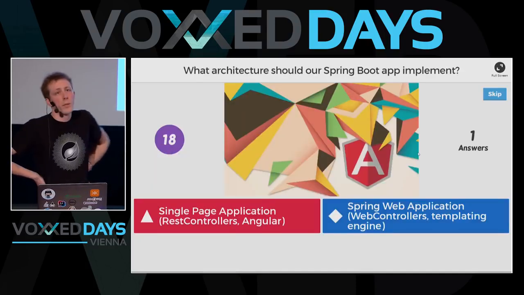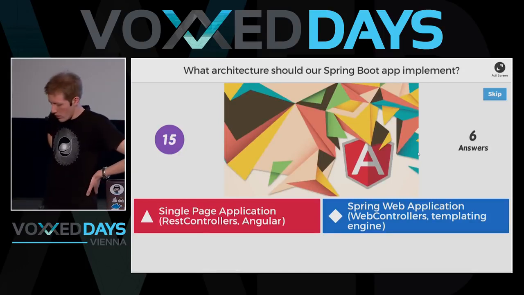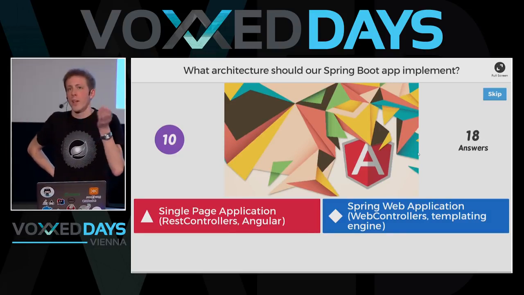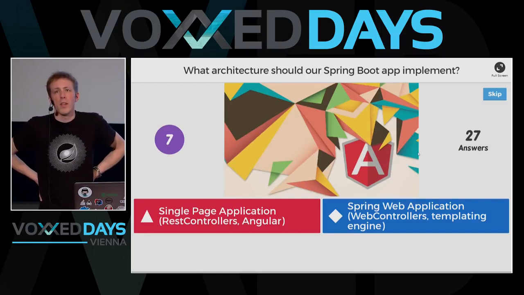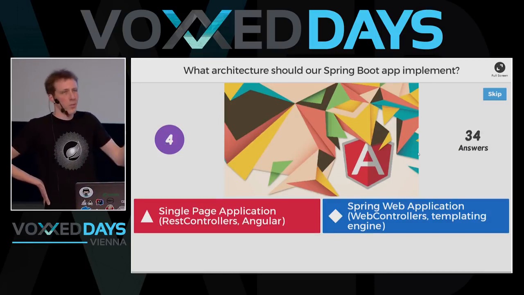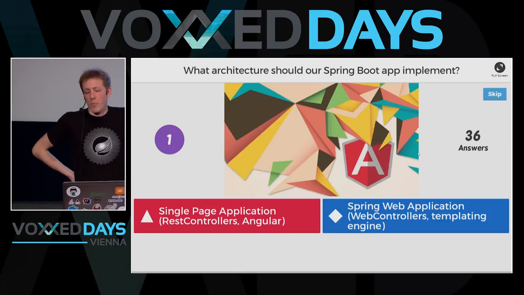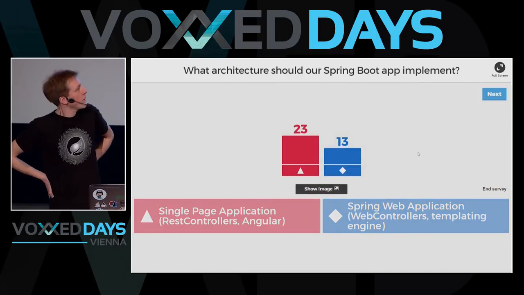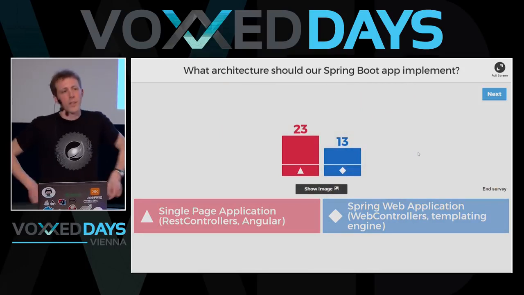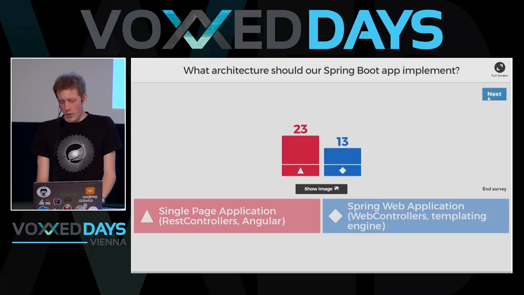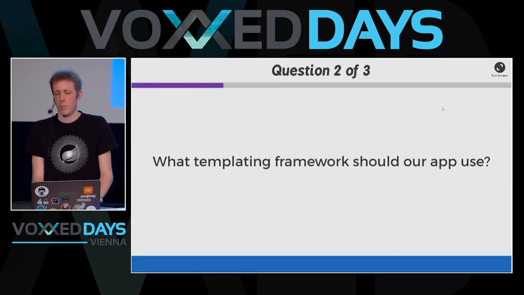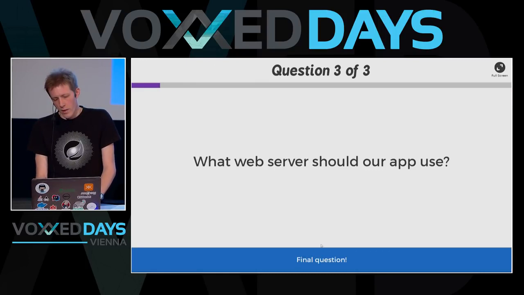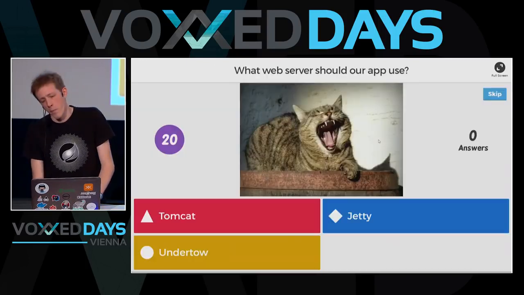Shall we use a single page application with REST controllers and an Angular front end, or a Spring Web application, so Spring MVC, with web controllers and a templating engine? If you're choosing the blue option, the blue pill, speaking of great movies, we also have a question to choose the templating engine we're going to use. And the results tell me that we don't need that question, because we're doing a REST single page application. So I'm going to skip this question, because we don't need a separate templating framework. The only thing I need to know is what web server we are using.